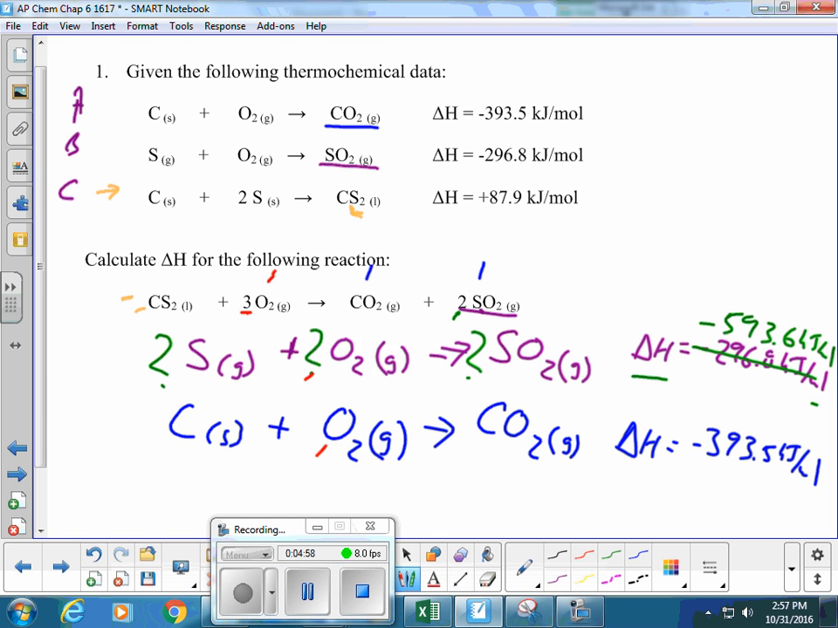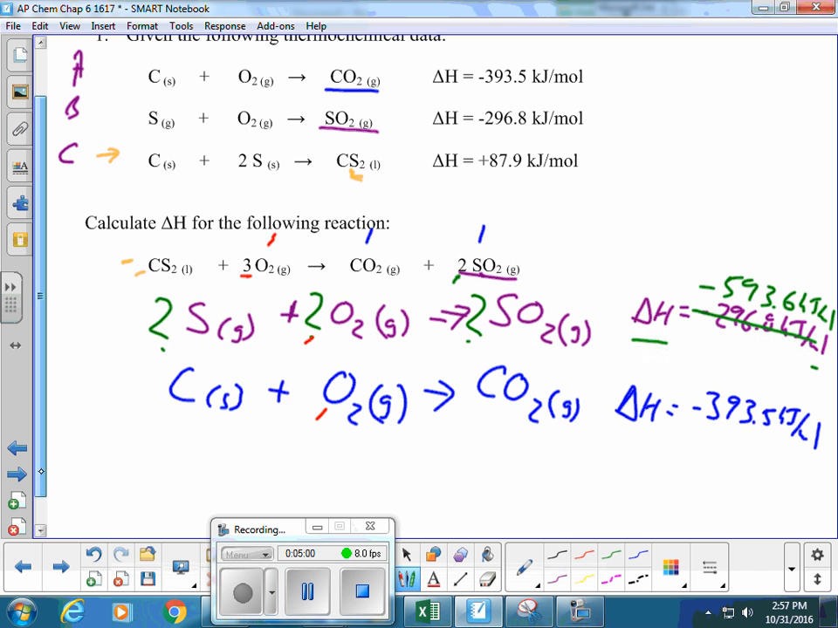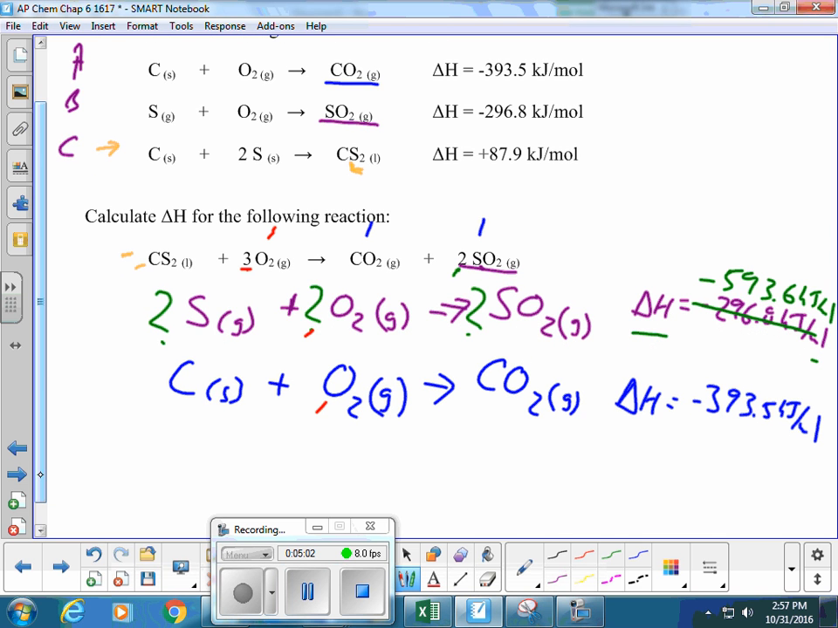So I'm going to have CS2, and then that's going to decompose into carbon as a solid, get my liquid on there for the carbon disulfide, plus 2 sulfurs as a solid. Now, since I flipped that reaction, when I write this down here, I'm about to flip the sign of that, so it's going to be a delta H of negative 87.9 kilojoules per mole.